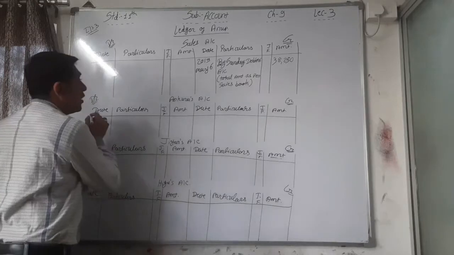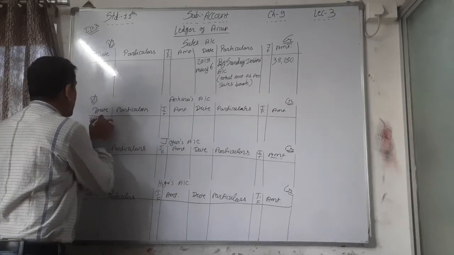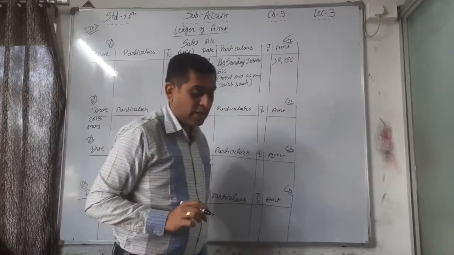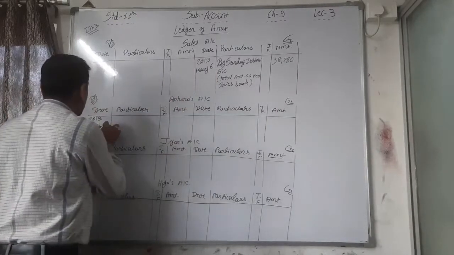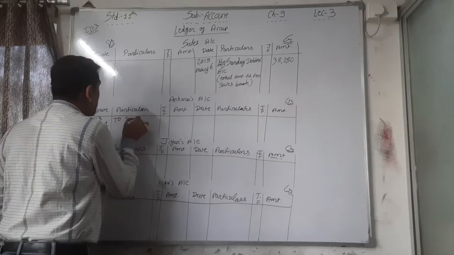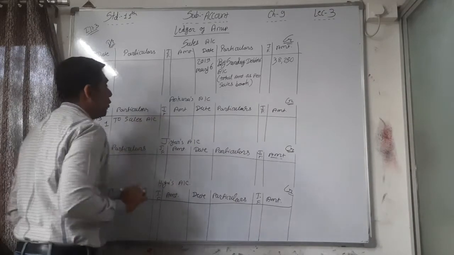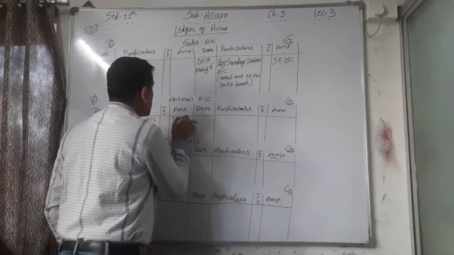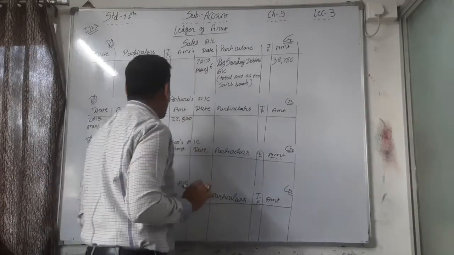Okay, so here on the debit side 2019, what is the date of Ankura's transaction? That is 1st May. To sales account, what is the Ankura's sales? Net sales is 22,500, so we have to write down 22,500.